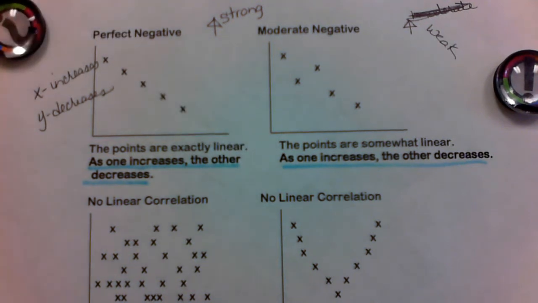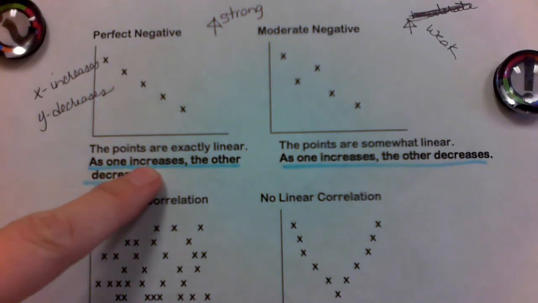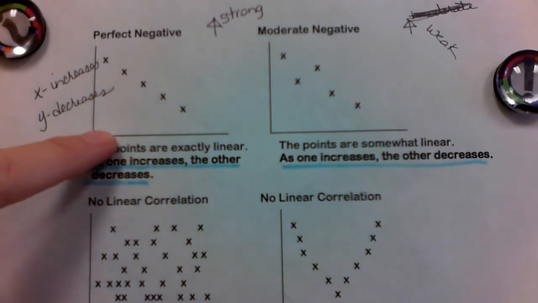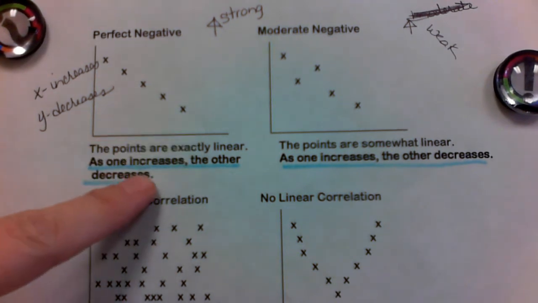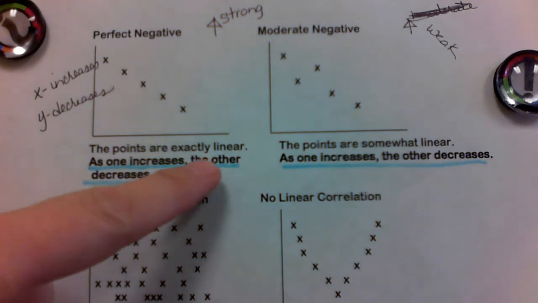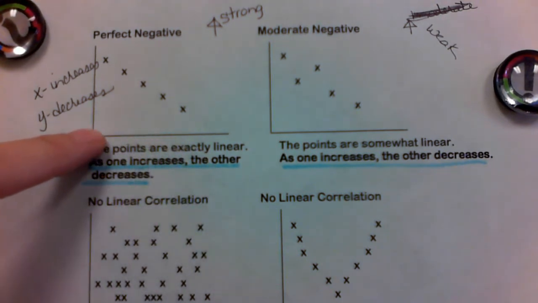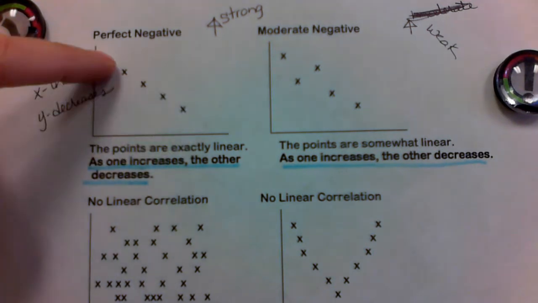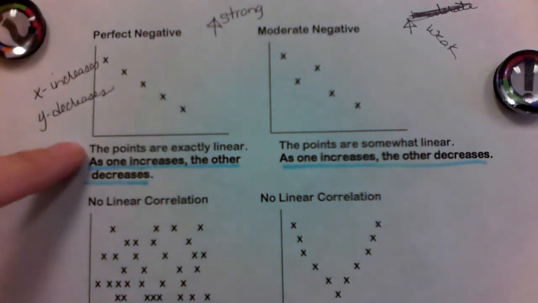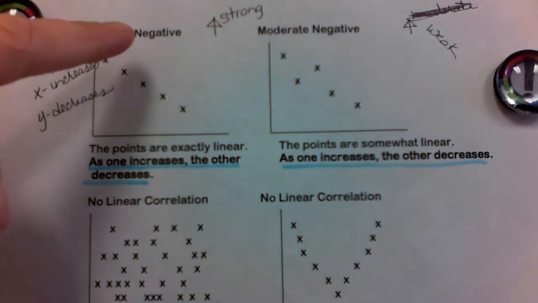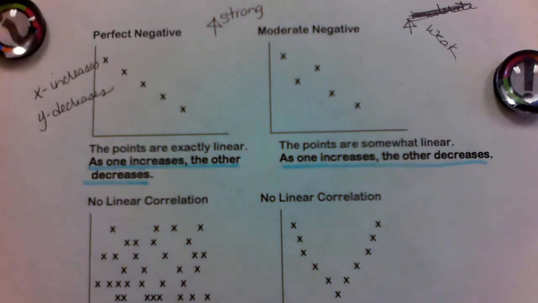Now, please pay close attention to this. As the x value increases, so as you move to the right, your x value would increase, the other decreases, the y value decreases. So as x gets bigger, y gets smaller. So be sure and make note of that. Again, perfect, all the points are on the line.